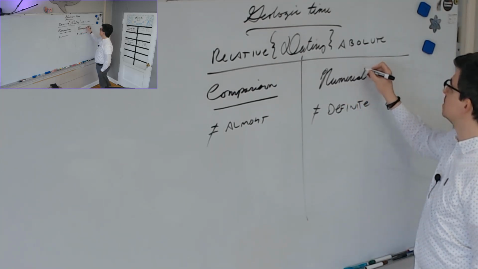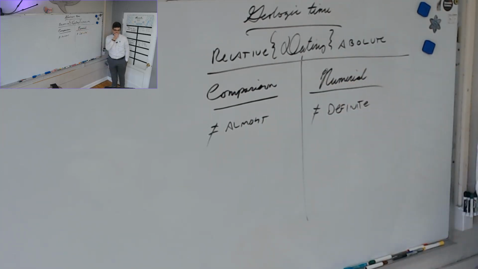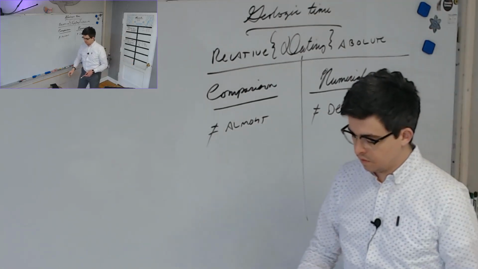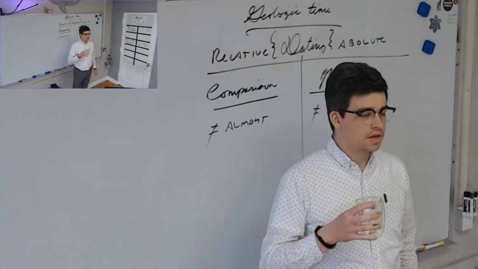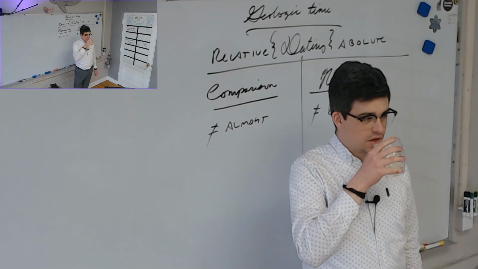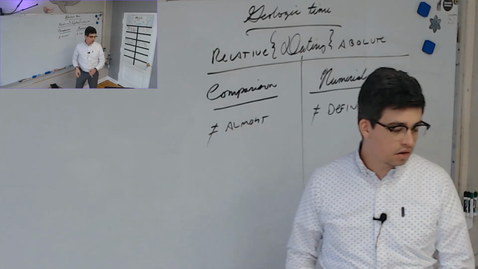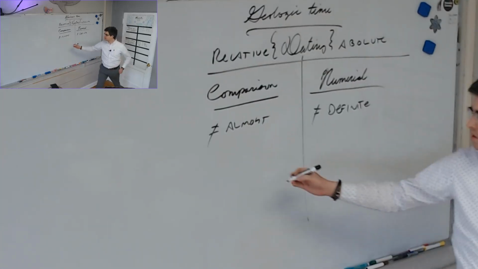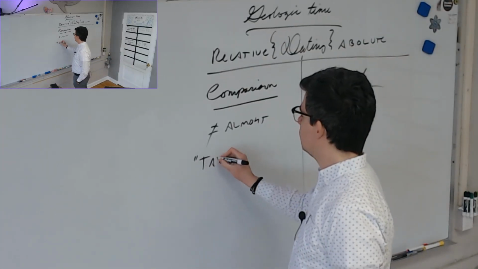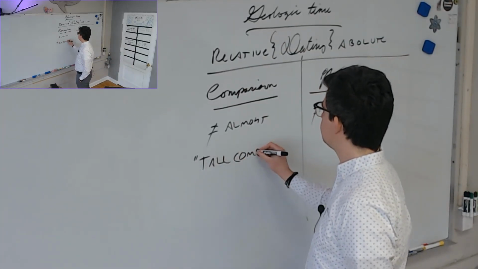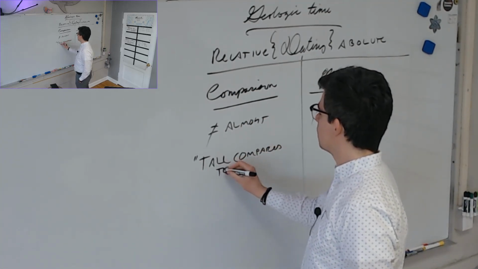So what is Tristan's relative height? Give me an example of Tristan's relative height. Yeah, he's tall compared to Marissa. That is a relative height. Let's use that as an example. Tall compared to Marissa.